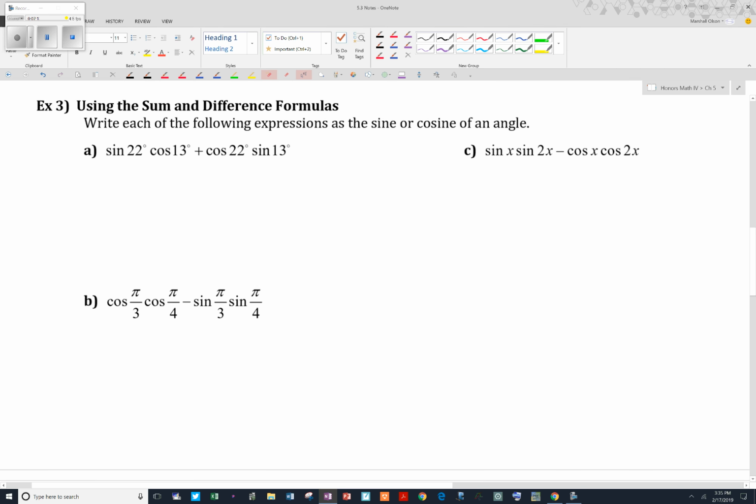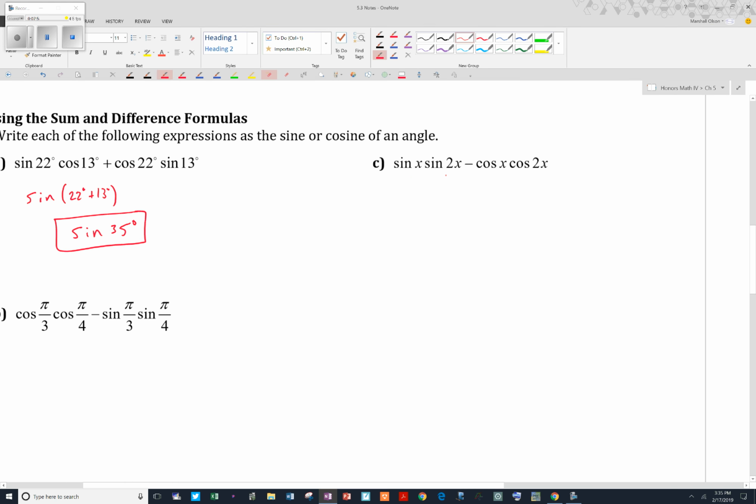Okay, these, which look more complicated, are actually some of the easier ones that we do. We just need to recognize what sort of identity is being used there. It goes sine cosine plus cosine sine. So this is the sine sum formula. U is 22 degrees, and V is 13 degrees. So this is simply an expression that would evaluate the sine of 35 degrees. And then we just express it as the sine or cosine of an angle. We're done. We don't have to evaluate it because we can't find an exact value of that. We would just leave it how it is.